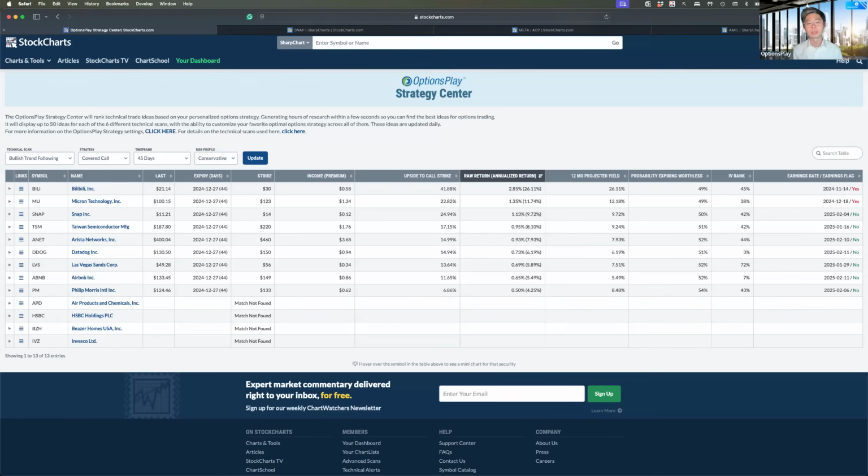It is the number one feature at StockCharts.com. I think you should go and use it, and hopefully you also find new value here in the new Strategy Center, which now aligns all of the trade ideas you can find using StockCharts with finding the best option strategies on it as well.